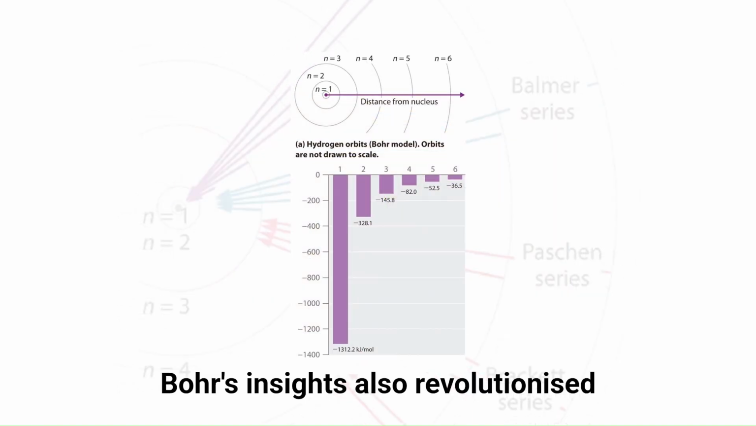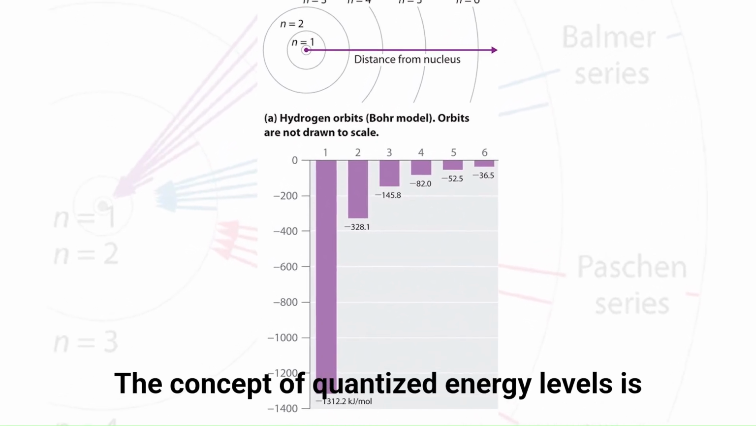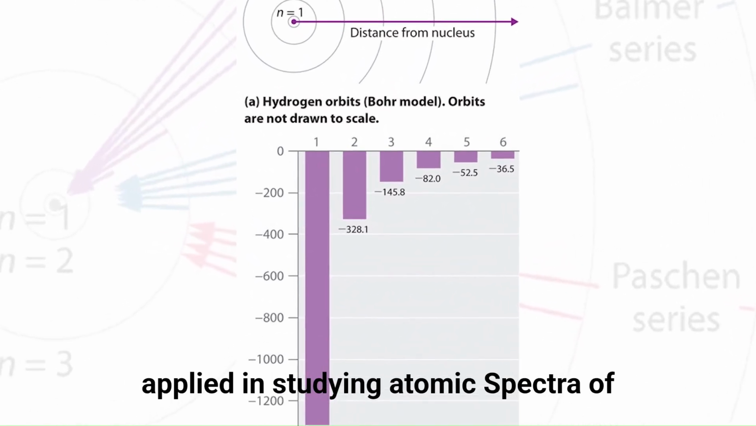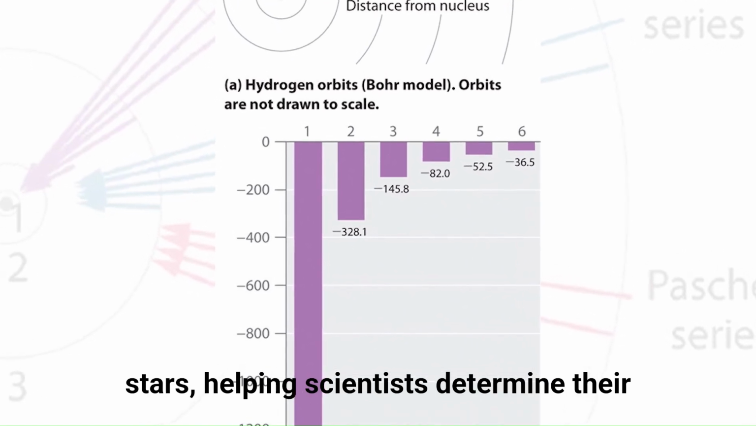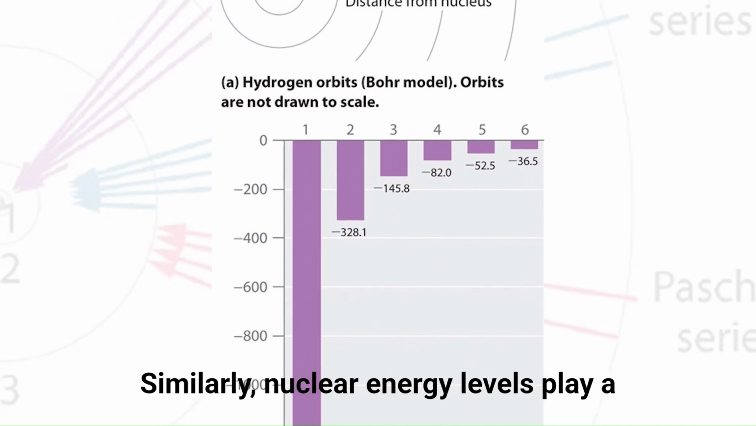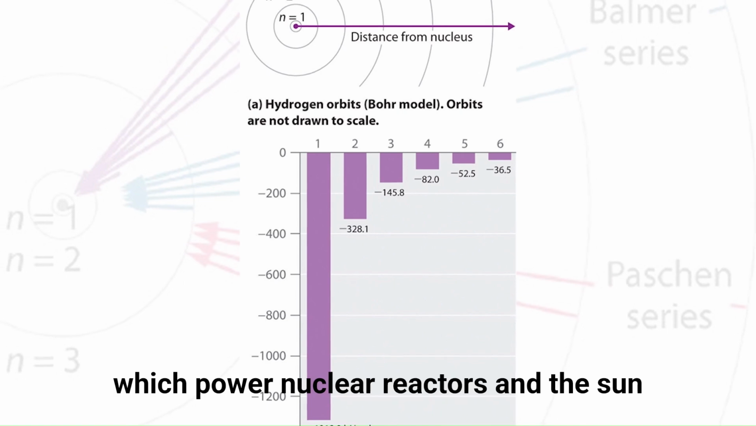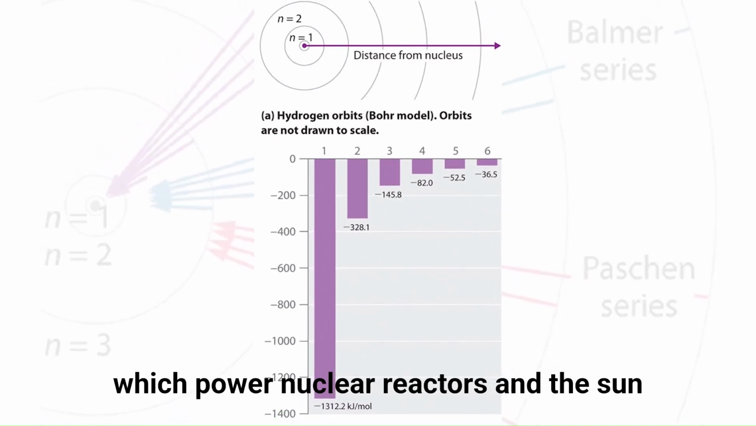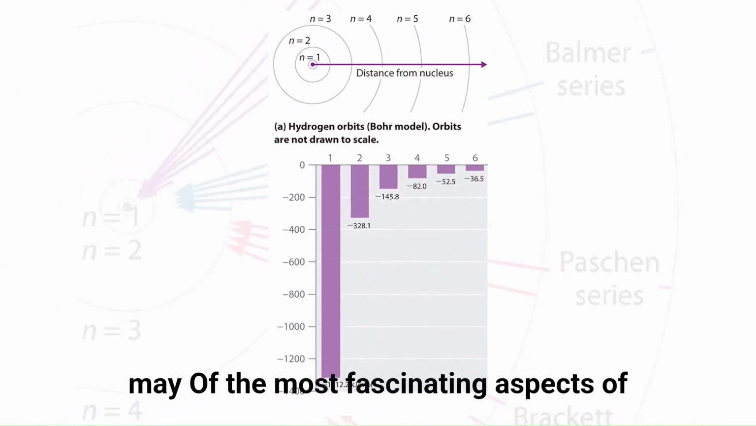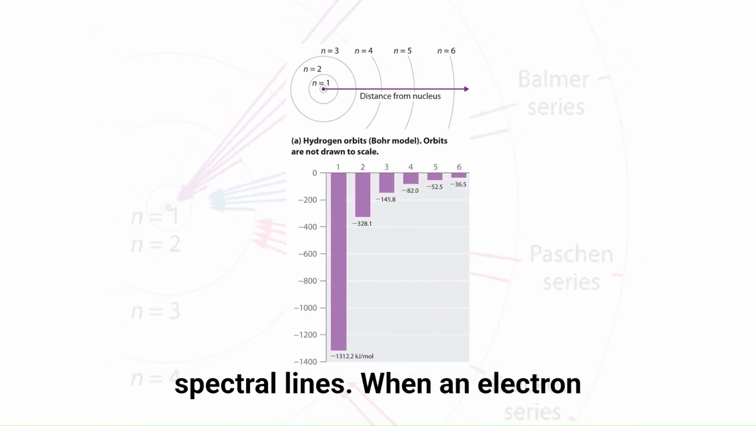Bohr's insights also revolutionized astrophysics and nuclear physics. The concept of quantized energy levels is applied in studying atomic spectra of stars, helping scientists determine their composition and temperature. Similarly, nuclear energy levels play a key role in fission and fusion reactions, which power nuclear reactors and the sun. One of the most fascinating aspects of Bohr's model is its explanation of spectral lines.